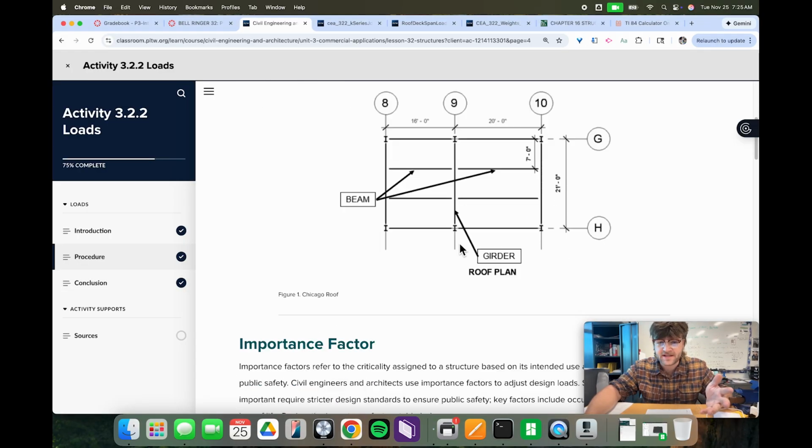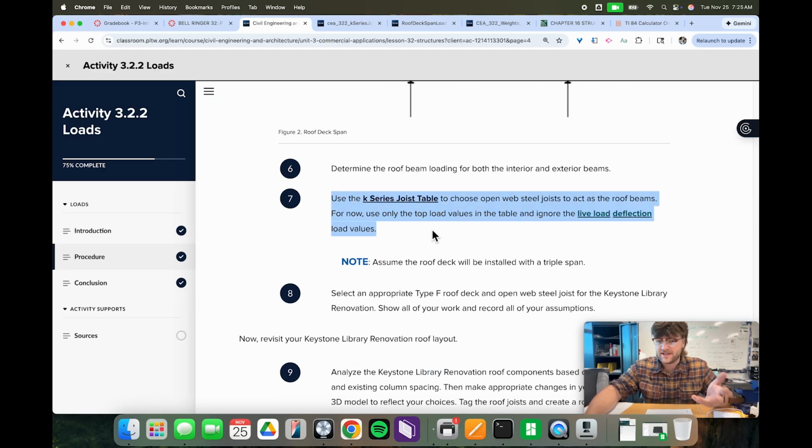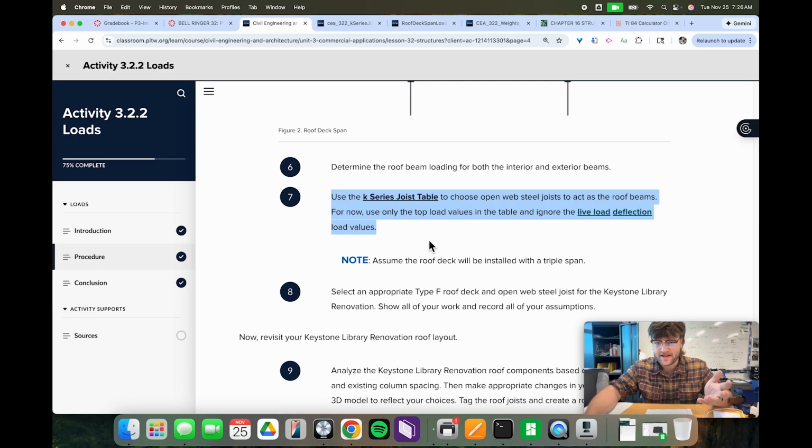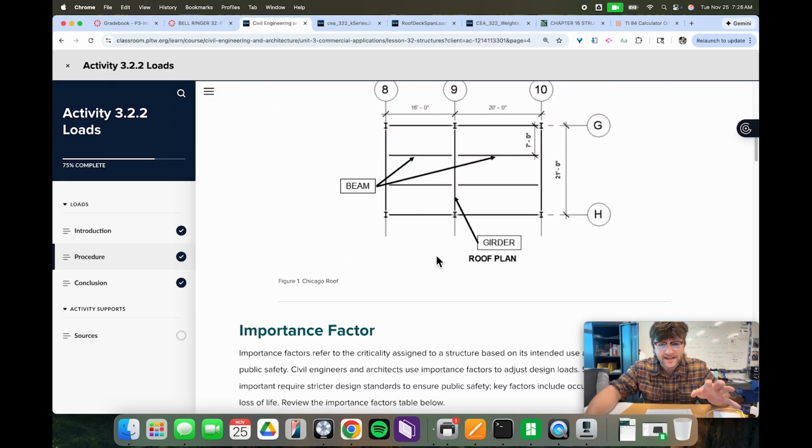Now for question number 7, we're bringing this down here. We're determining those open web joists to act as the roof beams. They do tell us to use only the top load values in our table for that K-series joist table. They also say, note, assume the roof deck will be installed with a triple span. And so I'm going to go back up to here. It's very important that we look at this roof plan.